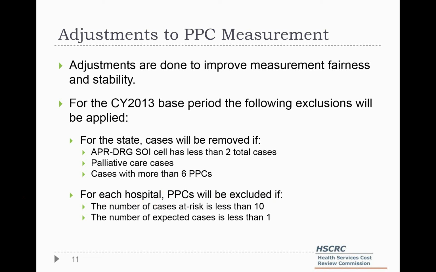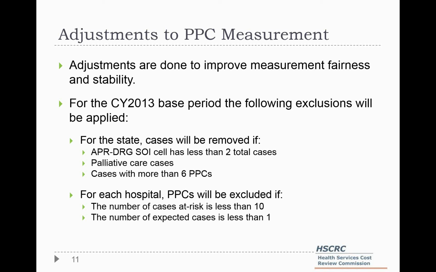However, for each hospital, we do exclude PPCs where the number of cases at risk is less than 10 or the number of expected cases is less than 1. This means that not all hospitals will be measured for each of the 65 PPCs. On the next page I will show you the excluded PPC list that will tell you which hospitals have some PPCs excluded. I just want to note, because there were some questions about this after last week, that these adjustments are only applied to the calendar year 2013 base period. They aren't applied to the performance period.